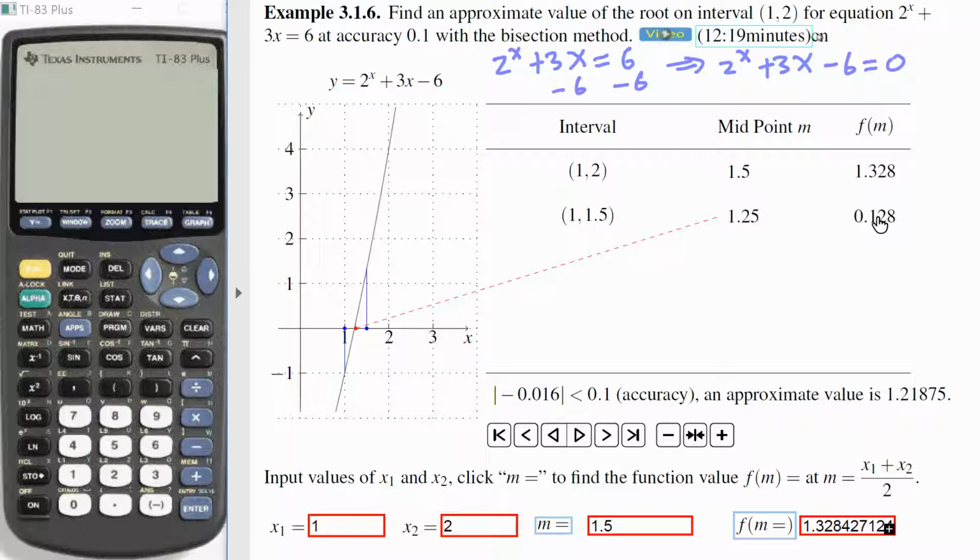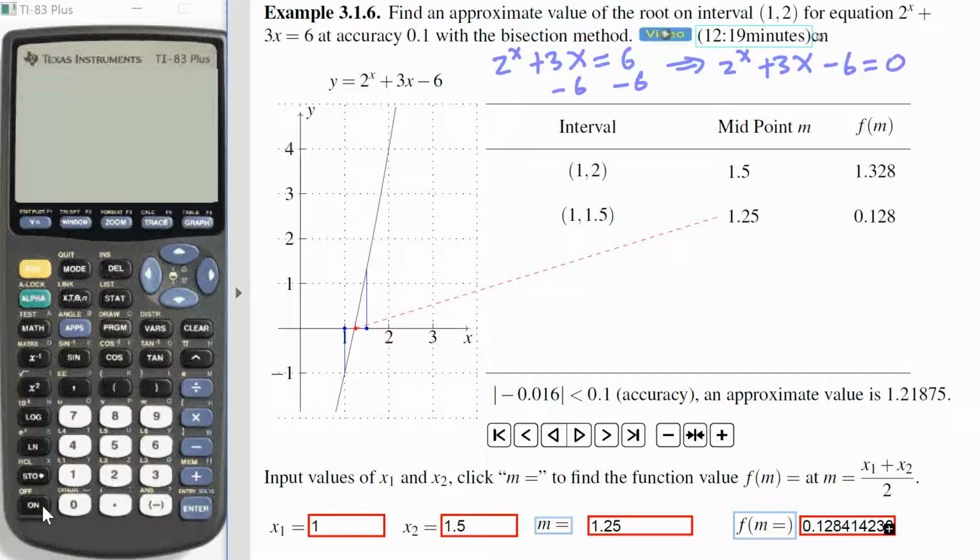Again, you can do this in two ways. One is the first value is 1. The second value is 1.5. So you may put 1.5 here and click on m equals, that's the middle point, and then you click on this icon. You have a 0.128. 4 is less than 5, you drop it.